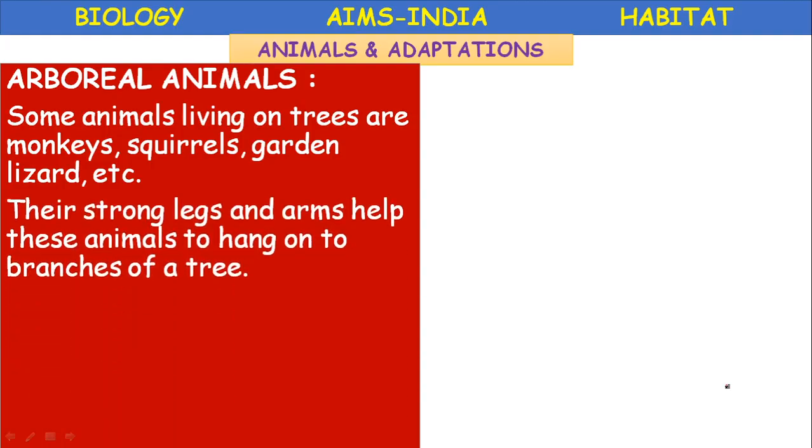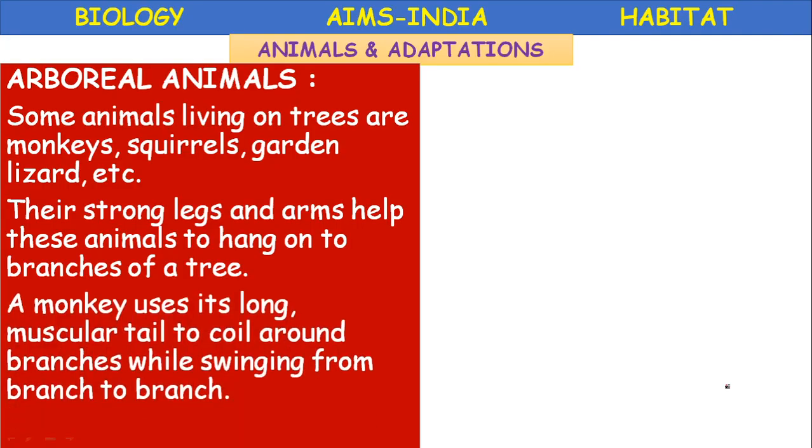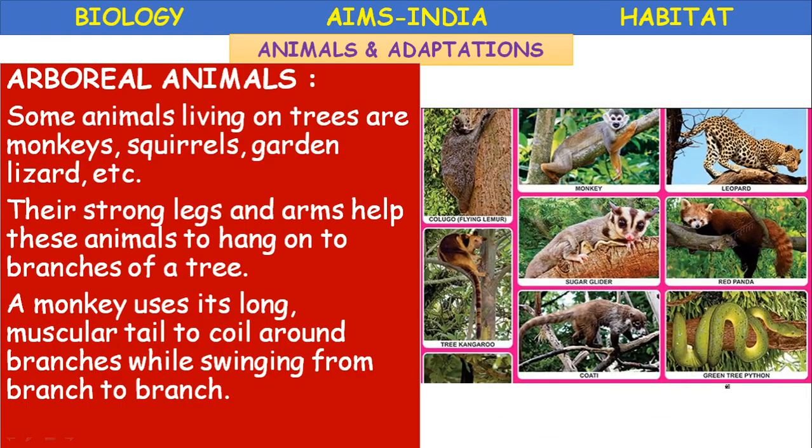They have strong legs and arms which help them to hang on the branches of trees. A monkey uses its long muscular tail to coil around branches. They will swing from one branch to another branch, one tree to another tree. Okay, you might have observed.